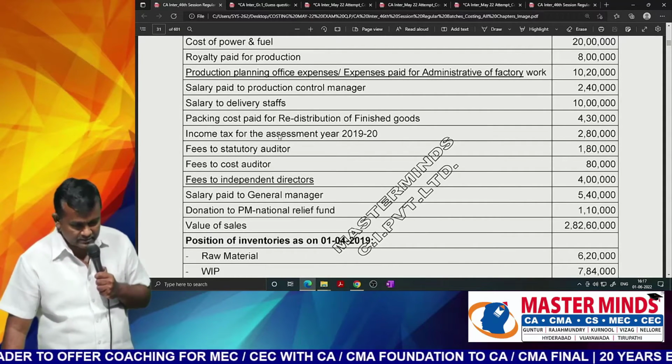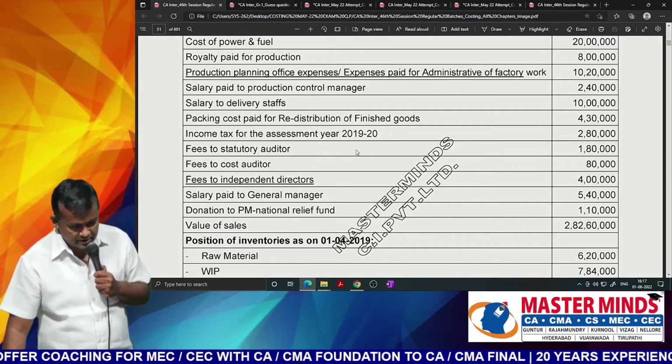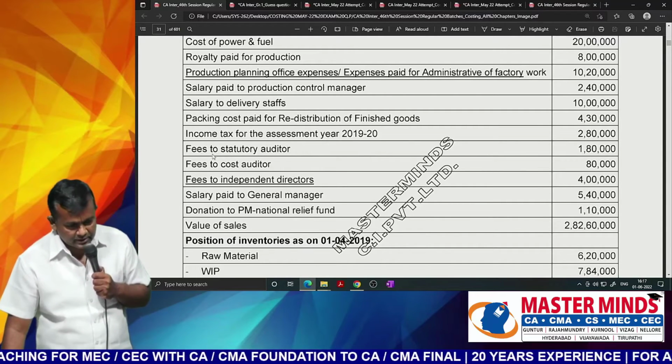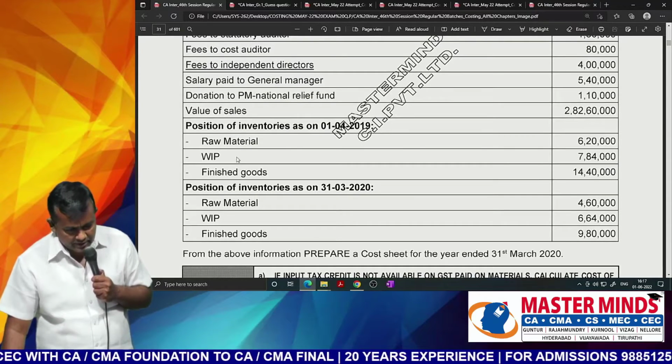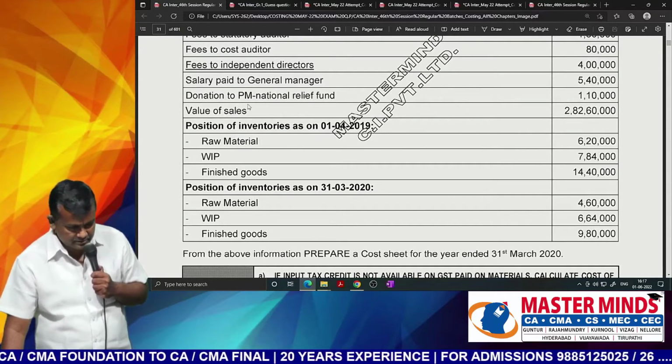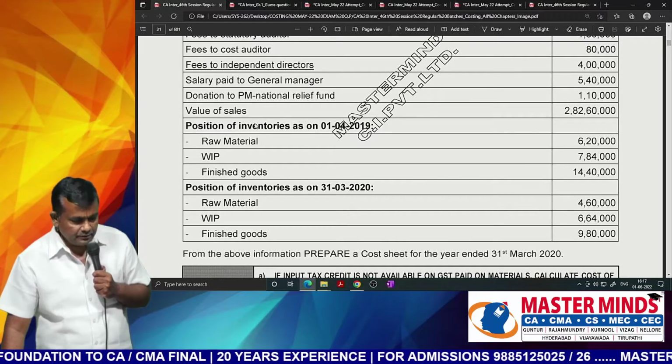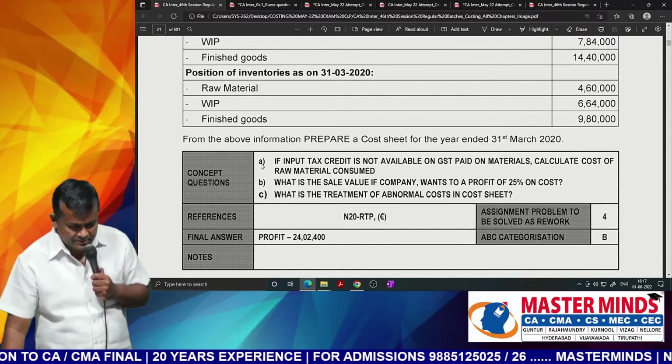is the secondary packing. Next, income tax for the assessment year 2019-20, fees paid to statutory auditor, fees to cost auditor, fees to independent directors, salary paid to general manager, donation to PM National Relief Fund, value of sales. So here sales value directly given.